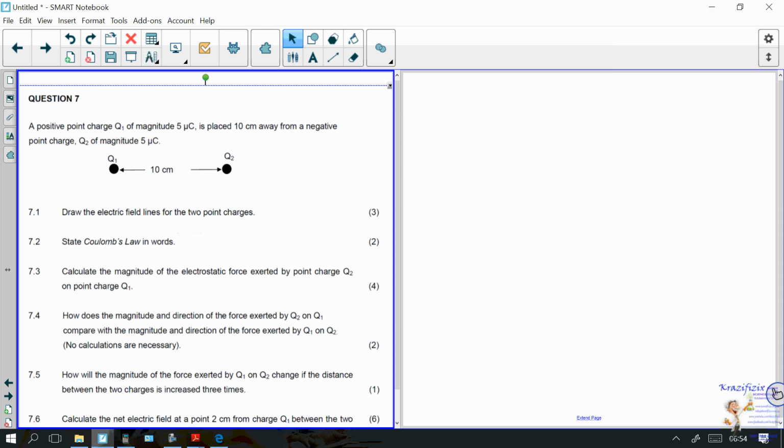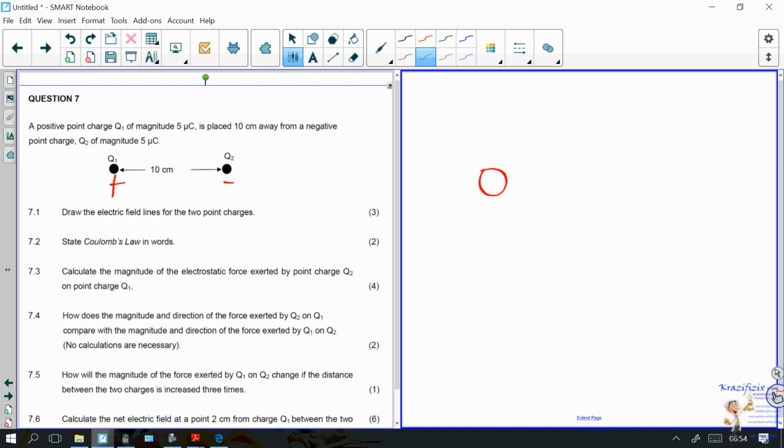All right, here's another question. A positive point charge Q1 of magnitude 5 microcoulombs is placed 10 centimeters away from a negative point charge Q2 of magnitude 5 microcoulombs. So Q1 is positive, and Q2 is negative. Draw the electric field lines for the 2 charges. Since they are identical, let's put positive here and negative here.